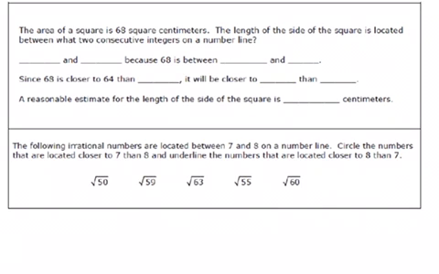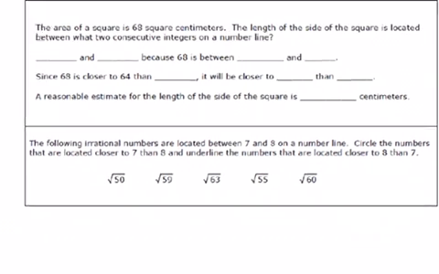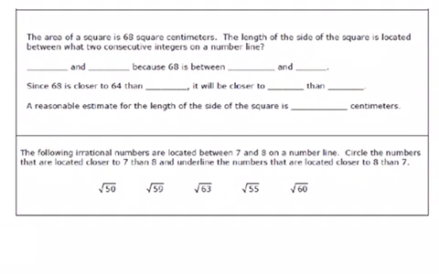All right, the area of a square is 68 square centimeters. The length of the side of the square is located between what 2 consecutive integers on a number line? So again, we're dealing with the area of a square. Sorry about that.